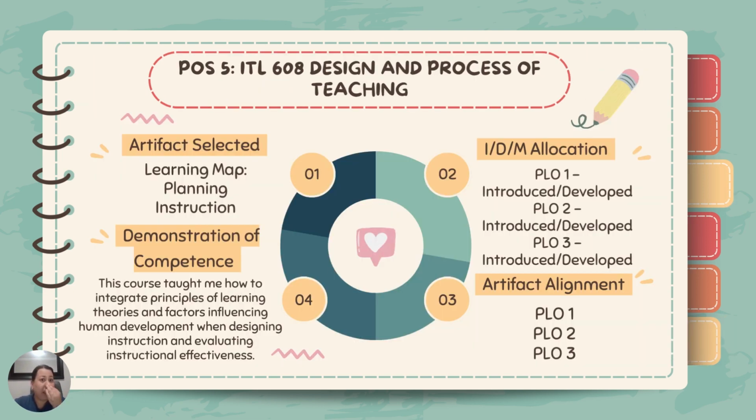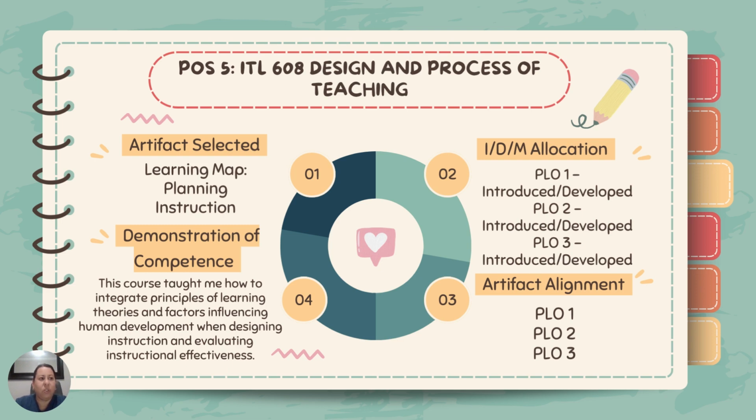The next Plan of Study 5 was ITL 608, Design and Process of Teaching. The artifact selected for this was the Learning Map Planning Instruction. I felt like the artifact aligned with PLO 1, PLO 2, and PLO 3. Of course, the allocations were the same for all of them. I do feel like they were Introduced and Developed for all PLOs because of the support that can be implemented for students on different special educational plans.